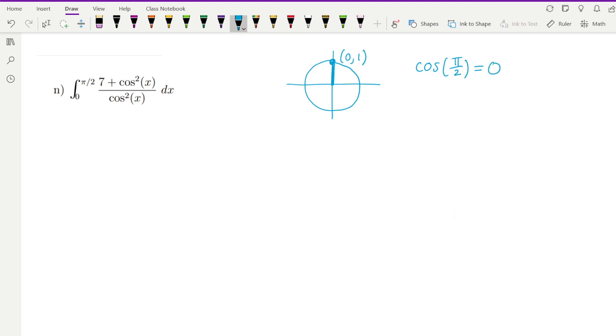Another example of an angle where cosine is equal to 0 would be 3 pi over 2. 3 pi over 2 would give you the angle down here, 0, negative 1. So cosine of 3 pi over 2 also equals 0. And then you can also add 2 pi to any of those and get more examples of angles where cosine is equal to 0. But which of these is really relevant in this problem? It's pi over 2. And so this function is undefined at x equal to pi over 2, and that tells us that it is an improper integral.